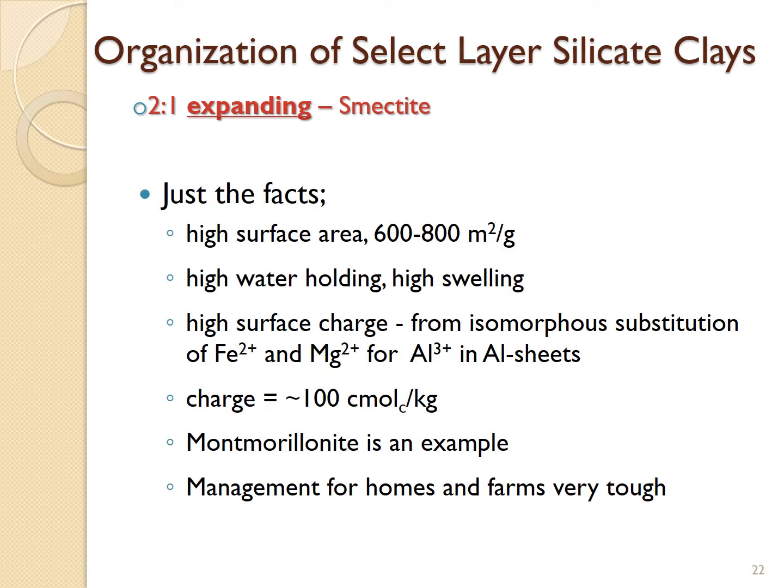So because of this interlayer space being available, and opening as wide as it wants, basically, we have a really high surface area in these colloids. We have very high water holding capacity, very high swelling capacity. We have very high surface charge from isomorphous substitution potential of iron and magnesium for aluminum in the octahedral sheets. The charge is definitely high. Montmorillonite is an example of a type of smectite, and when you have this kind of clay, it makes management for homes and farms very tough because of the shrink swell capacity.